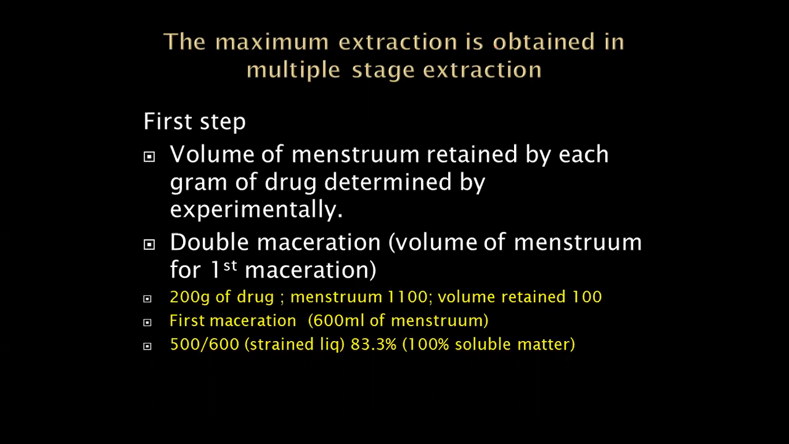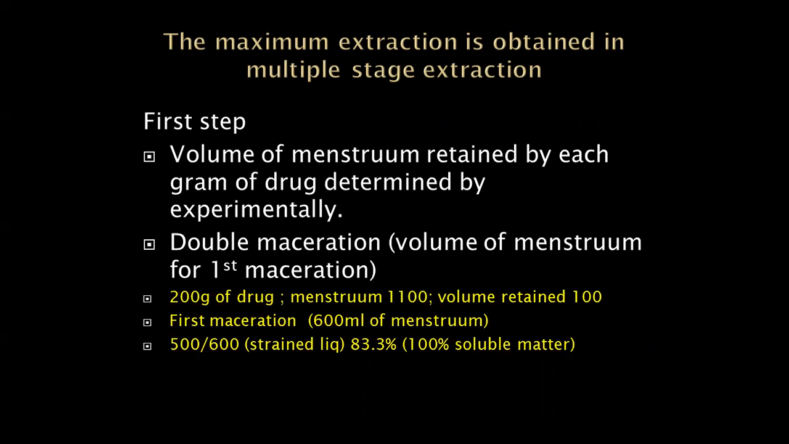Here, in the first step, the volume of menstruum retained by each gram of the drug should be determined experimentally. So before you start your process, you have to calculate the volume retained by the drug. And in double maceration, the volume of menstruum retained in the first maceration, you have to calculate and apply. So here I'll explain with an example.